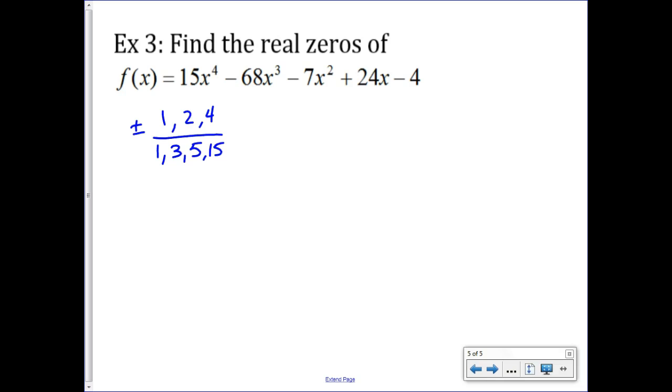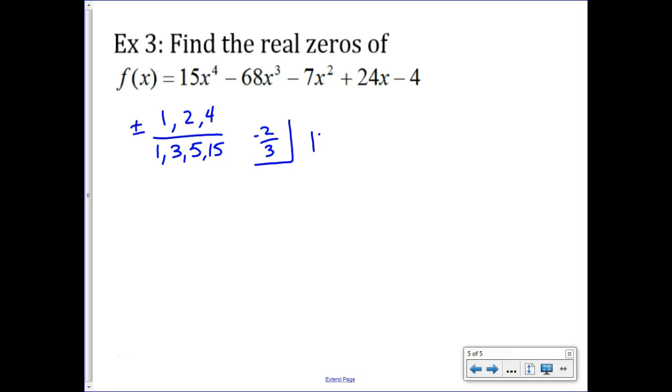If you are not confident, if there's a lot of examples, one thing you can do is turn to your graphing calculator and just put into y1 15x to the 4th minus 68x to the 3rd minus 7x squared plus 24x minus 4 and see what comes up as a 0. When I put that in my graphing calculator, one thing that I see comes up when I calculate the 0 is negative 2/3. Not sure that would have been one that I tried very quickly.